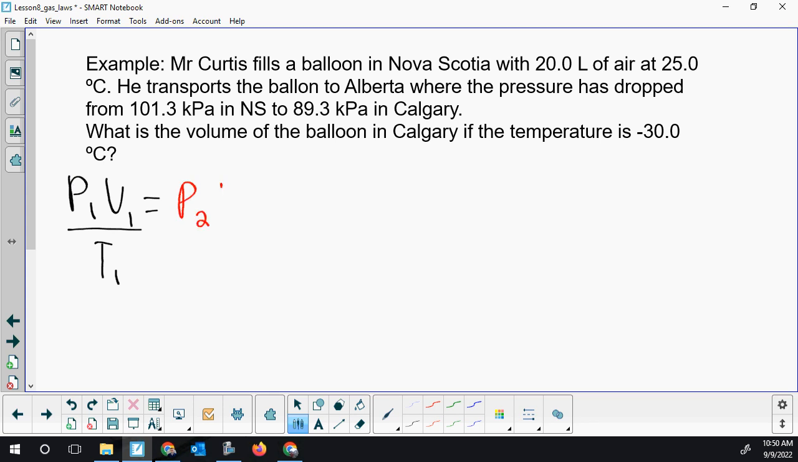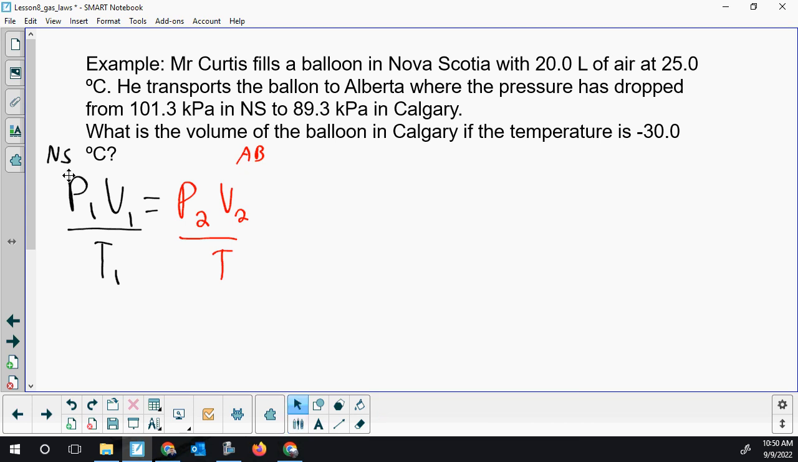P2, V2 over T2. Now the 1s and the 2s don't matter where you assign them, but you have to be consistent. So I'm going to make Nova Scotia my 1s, and Alberta, my second circumstance, is going to be all my 2s and my reds.